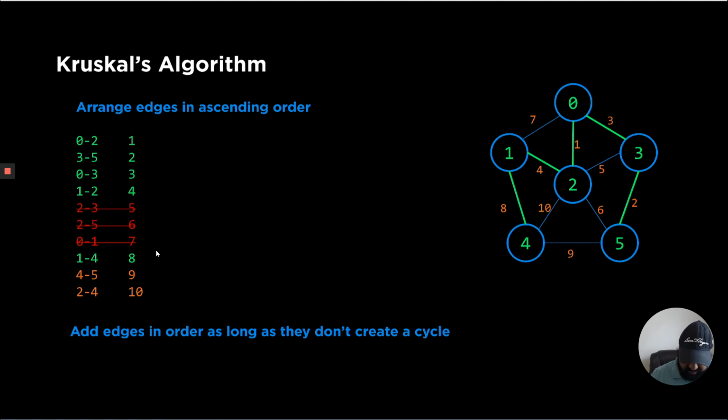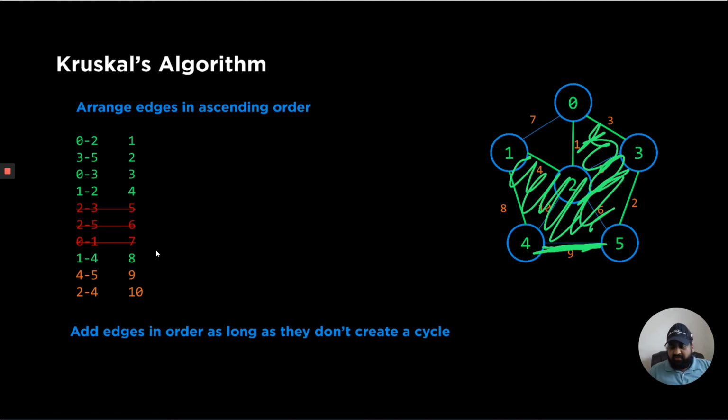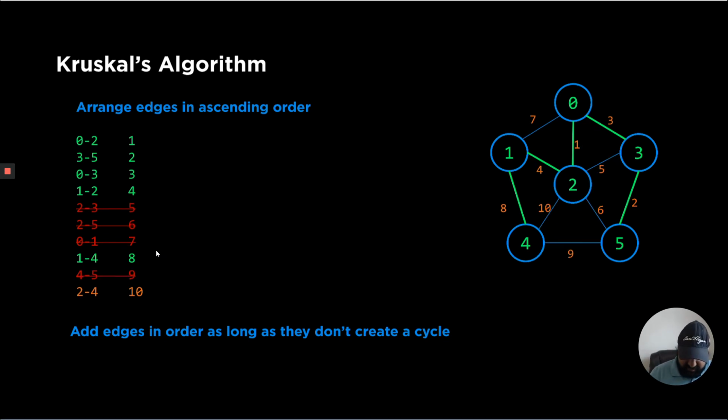Next, we have 4, 5. 4, 5 will create a cycle because we then will have this entire graph as a cycle. So we are not going to keep 4, 5. And finally, we have 2, 4. If we add this edge 2, 4, it's again going to create a cycle. So we are not going to add 2, 4. And at this point, we stop.